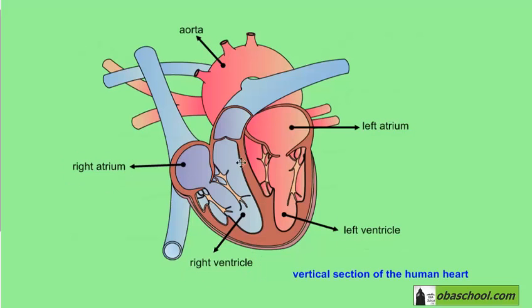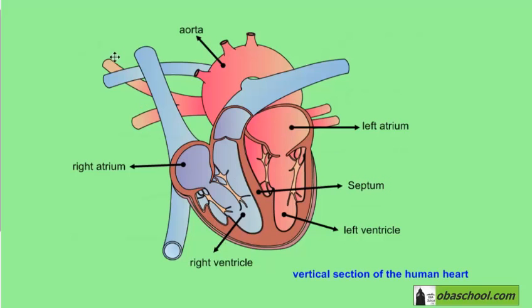The right parts and the left parts of the heart do not meet. The blood that goes into the right part does not mix with the blood that goes into the left part, because both parts are separated by a septum. The right and left atrium or ventricle do not meet.